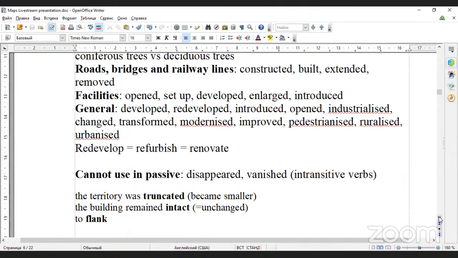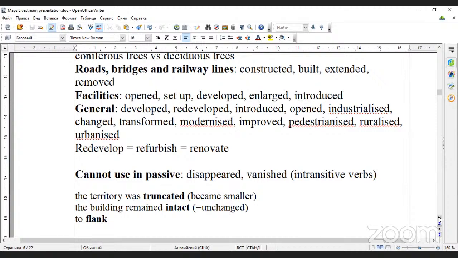Some advanced words, sometimes some territory becomes smaller. And here's an advanced word for you. The territory was truncated. That's a good one. If you use words like this, you use them naturally with some awareness of style and collocation, then you're likely to score high in your lexical resource.